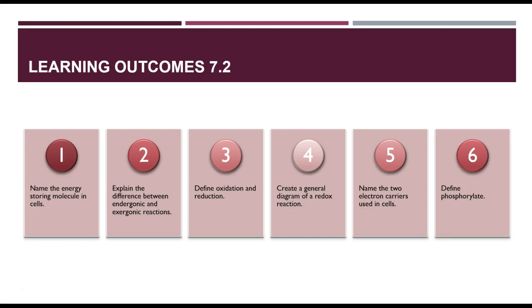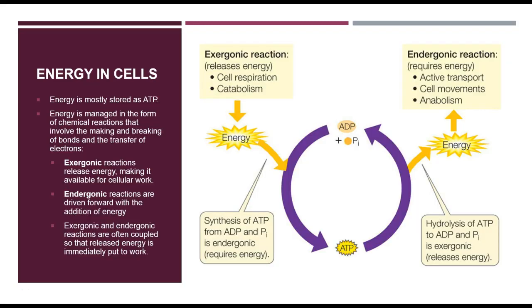First, name the energy storing molecule in cells. 2, explain the difference between endergonic and exergonic reactions. 3, define oxidation and reduction. 4, create a general diagram of a redox reaction. 5, name the 2 electron carriers used in cells. And finally, define phosphorylate. So we have some technical terms in this presentation, and hopefully we'll get through them all and you'll have a much better understanding of those terms.